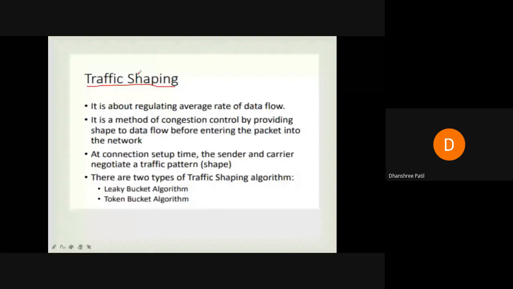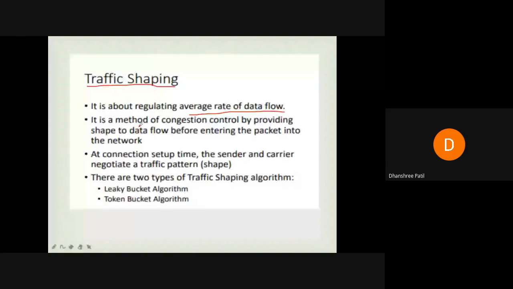रिमेंबर, right? So it is about regulating the average rate of the data flow. You can see here average rate of the data flow म्हणजे नेटवर्क मध्ये कोणत्या रेटने डेटा फ्लो झाला पाहिजे. सो वाय इट इज रिक्वायर्ड? सो ऑब्विसली अवॉइड टू कंजेशन. ओके, जर डेटा स्मूथली फ्लो झाला तर ऑब्विसली कोणत्या राउटरवरती बर्डन येईल का? नो. Okay, so to avoid the congestion, this traffic shaping is required.